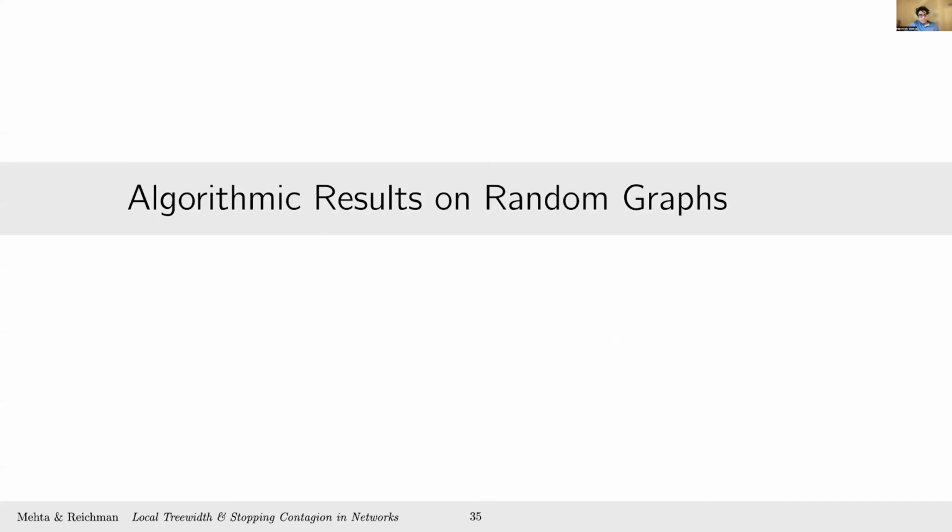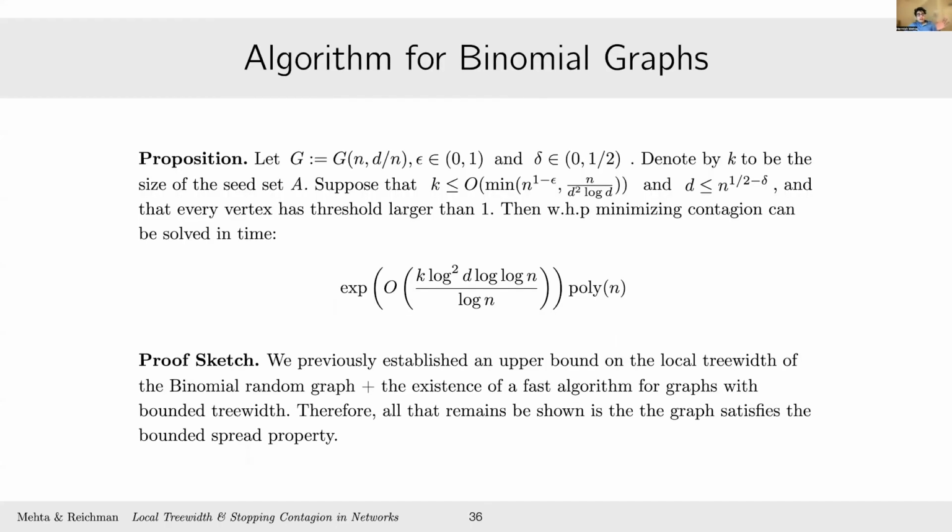Okay, so now the grid graph has highlighted our algorithmic approach. Let's apply a similar process to get algorithms for minimizing contagion on random graphs. In particular, we show the following result for G(n,p). Recall that for the binomial random graph, we already established an upper bound on the local treewidth, and I already mentioned that we have a fast algorithm for minimizing contagion on graphs with bounded treewidth. So the only piece that's missing here is the bounded spread property.